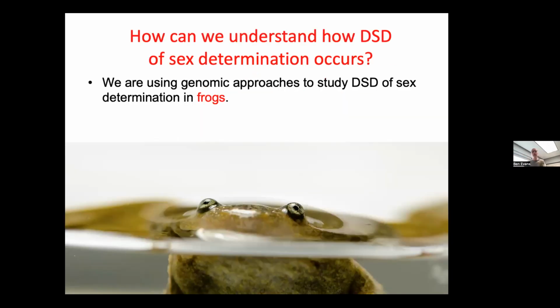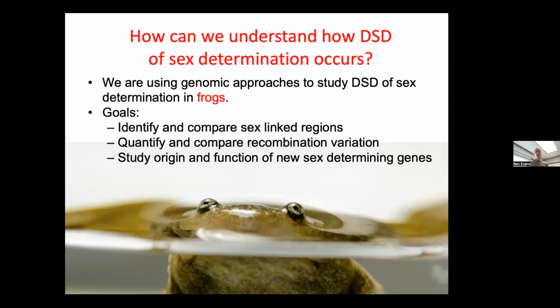And so we're trying to understand developmental systems drift of sex determination, and we're using as our model the frogs of the genus Xenopus, which are really an incredibly powerful system, as I hope to illustrate. So our goals are to first understand how sex determination is achieved by identifying and understanding the gene content in sex determining regions in the genome in different species. So we're taking a comparative genomics approach there.